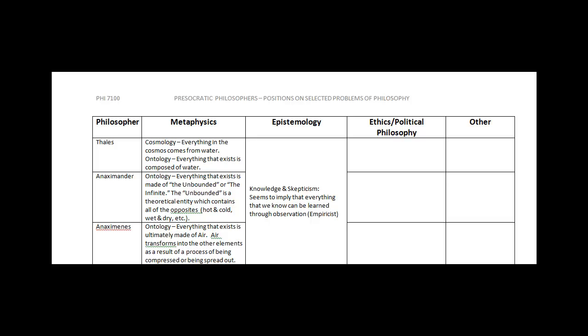I devised this chart to help you understand the positions that were taken by the pre-Socratic philosophers and to try to kind of get them in the right category. That is, in what area of philosophy are they really trying to give an answer? And some of my students were pretty confused. Some of you guys were pretty confused about exactly how you fill this out.